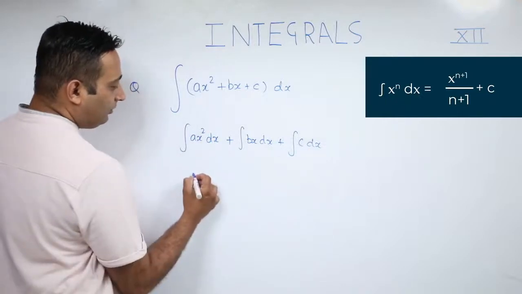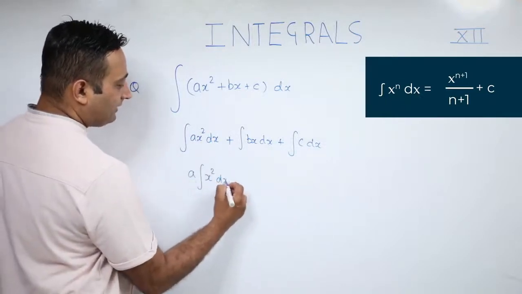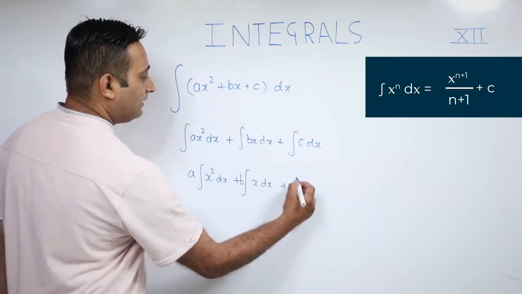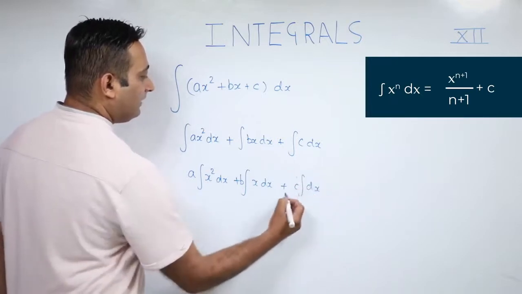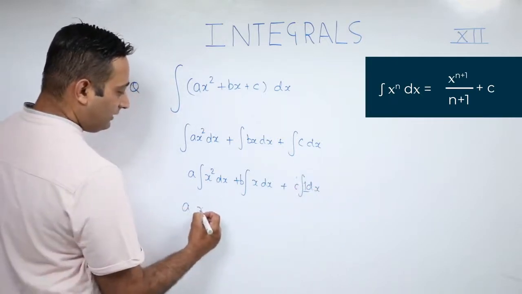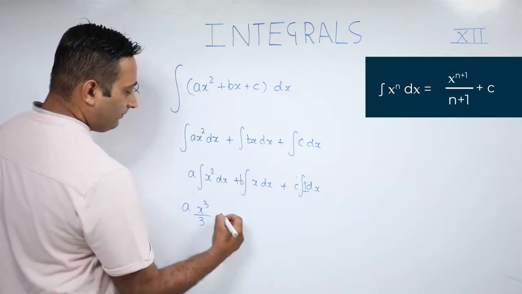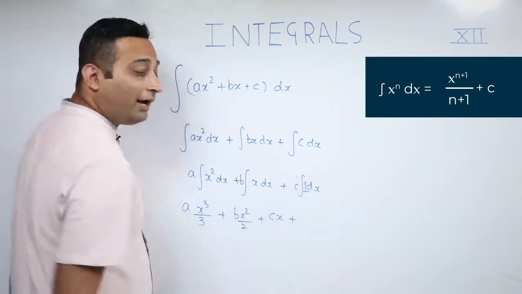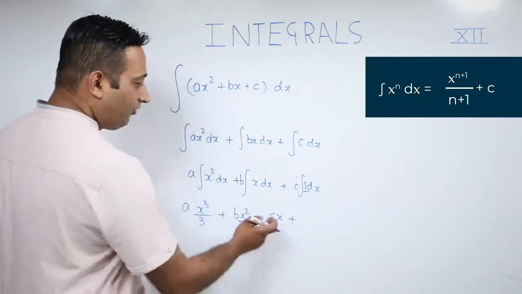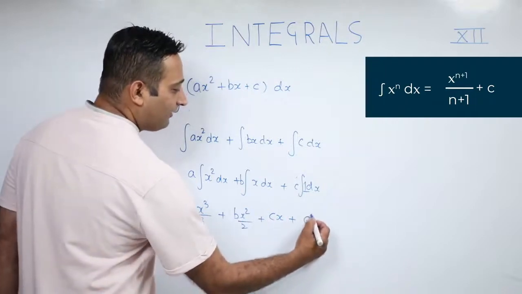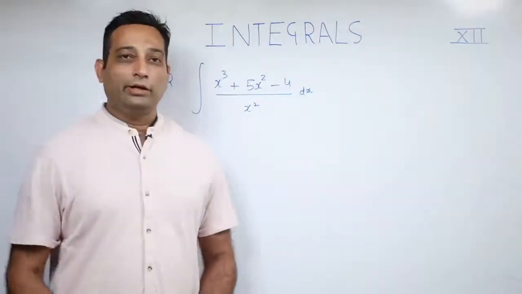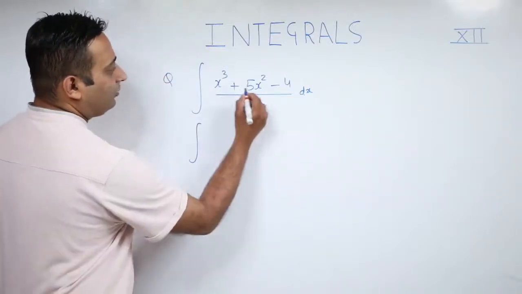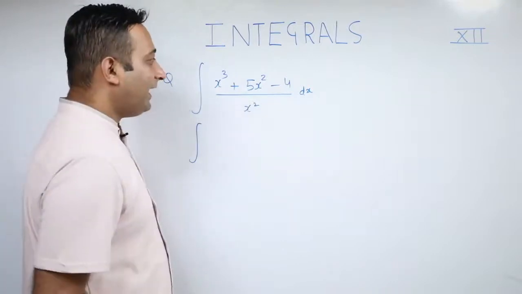Now, the integration of this function can be written as integral of a x square dx plus b x dx plus c dx, right? So now the integration is a x cube by 3 plus b x square by 2 plus cx plus, now we have to write the constant of integration, but we have already used c, so we'll use here constant d. Now let us consider one more integral, that is x cube plus 5x square minus 4 by x square dx.